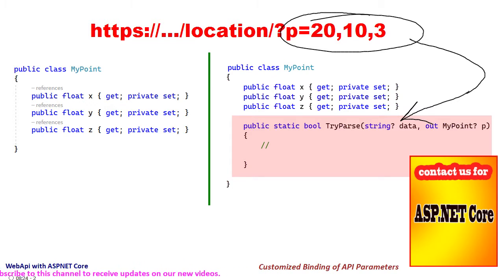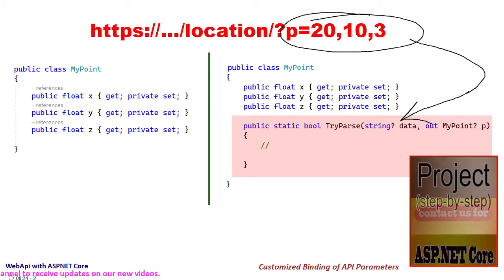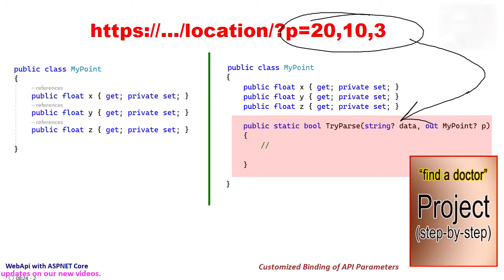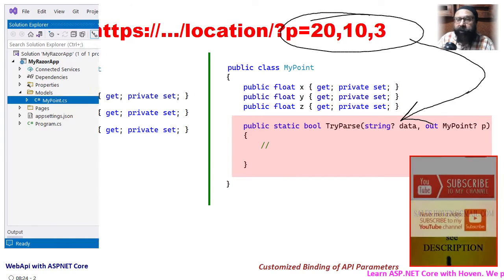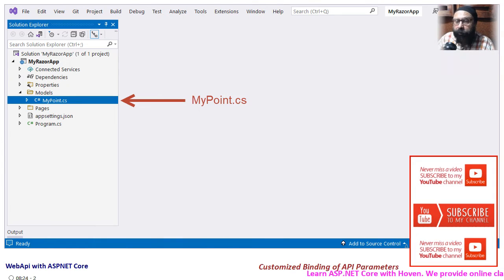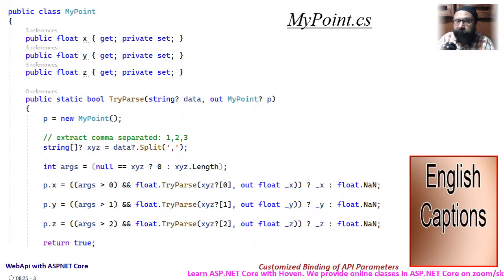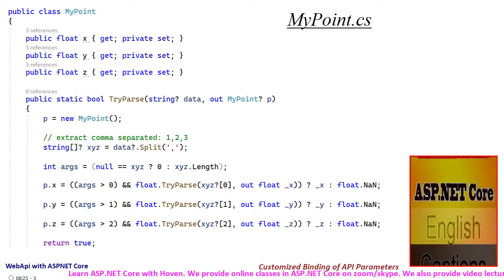So let's see it practically. We have created a simple web API project to demonstrate this. The source code can be found in the downloads attached to this video. Open the Solution Explorer and locate the myPoint.cs file. Double-click and open the file so that we can examine the code for this class.